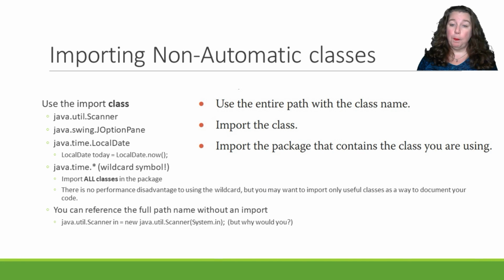If you want to import the entire package that contains the class you're using, you need to have the package name with a star to include all of that. You can, technically, use the full path without an import. So I could say java.utility.scanner in equals new java.utility.scanner, taking a system in. But why would you? That's just extra text and it's irritating. So again, you can. If you just have a one-time thing where you're just using this class one time and you really don't care, or you want to be explicit about it in your code, you can reference it directly, or you can just put import at the top of your page.